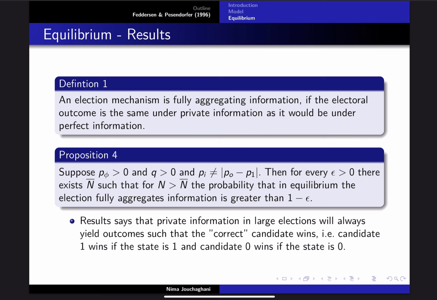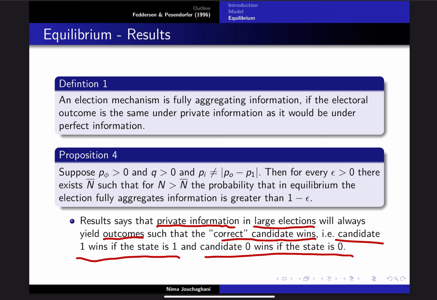And now proposition 4 is actually saying that, I will just stick to my intuition, even if we have private information, if we have large elections, the outcome of this private information model will be such that the correct candidate wins almost surely. So it means that candidate 1 wins if the state is 1 and candidate 0 wins if the state is 0.